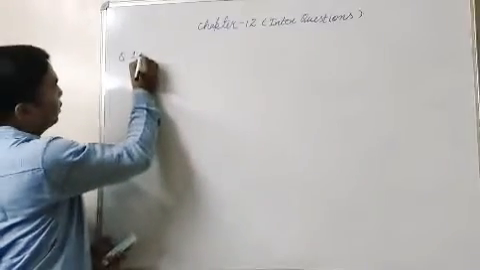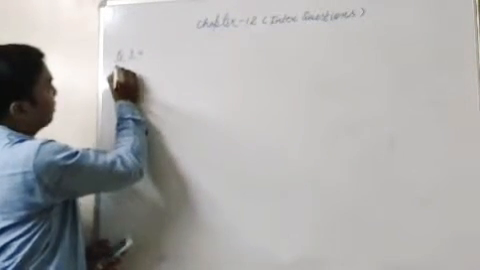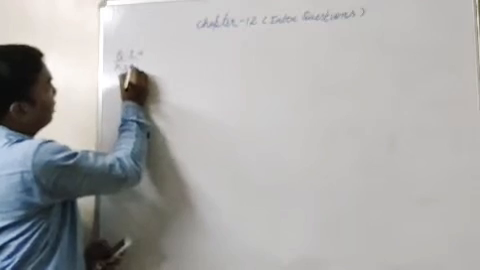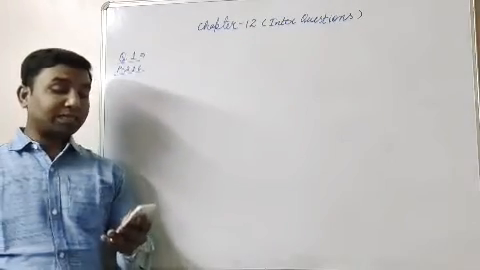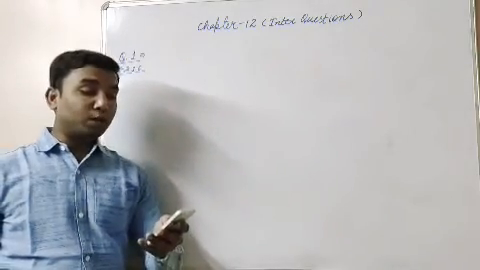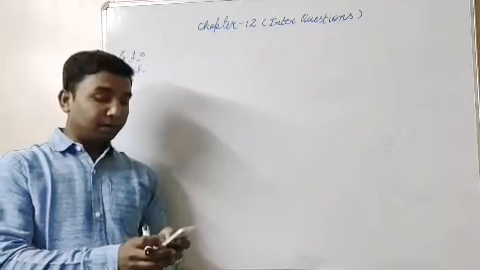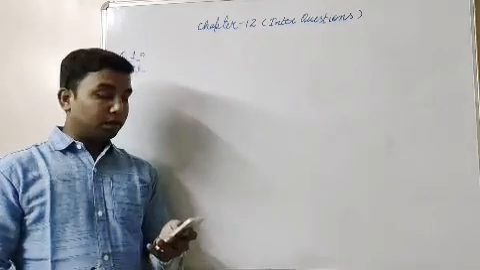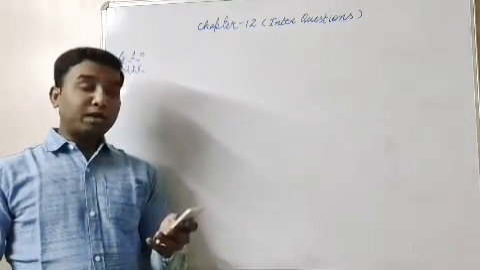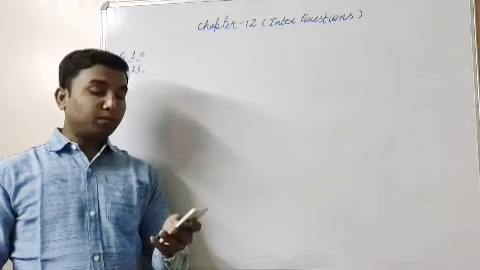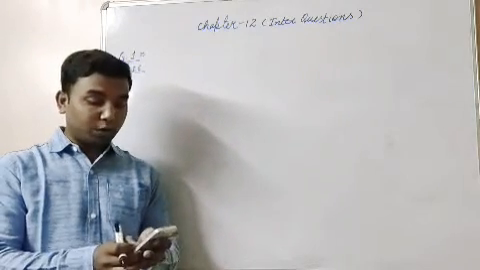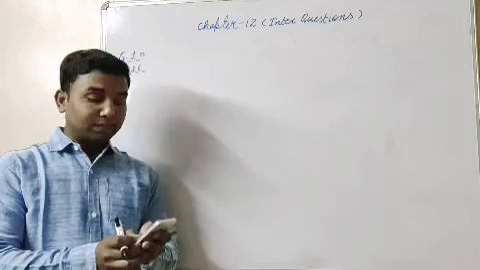I am starting with question number 1 given on page number 216. So what is asked in this question? Judge the equivalent resistance when the following are connected in parallel. A: 1 ohm and 10 to the power 6 ohm. B: 1 ohm, 10 to the power 3 ohm and 10 to the power 6 ohm.